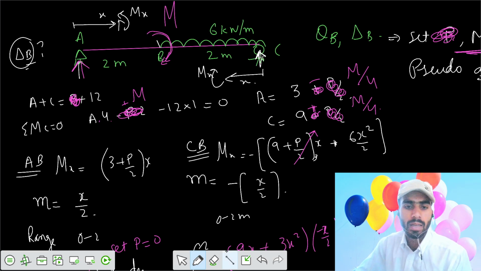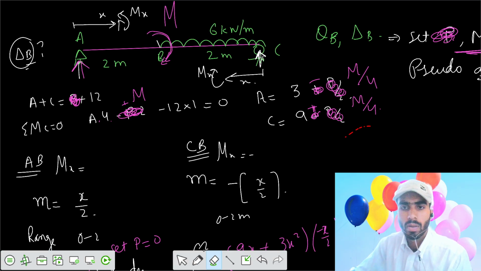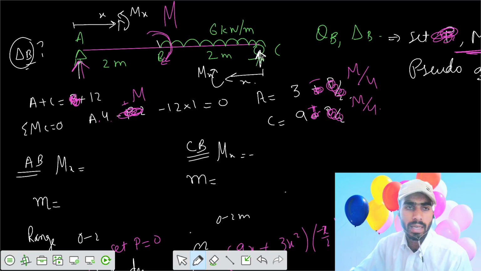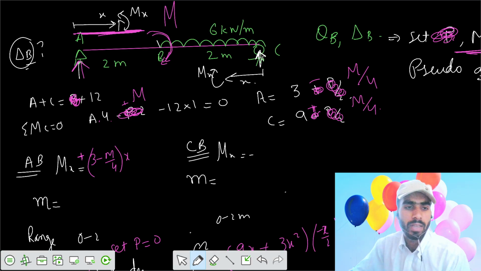We can get the moment equation now. So we can get the value of moment at any x, Mx, that is equal to (3 minus M by 4) of x, and there is no external load in this part also. So this is the total equation for Mx. And if you want to say what is the value of M, we write dMx by dM, that's minus x by 4.